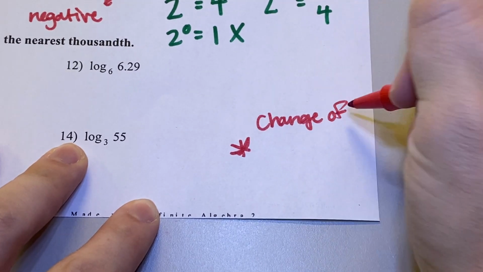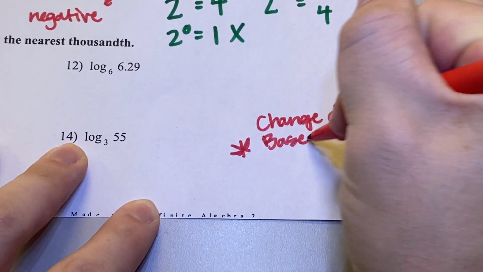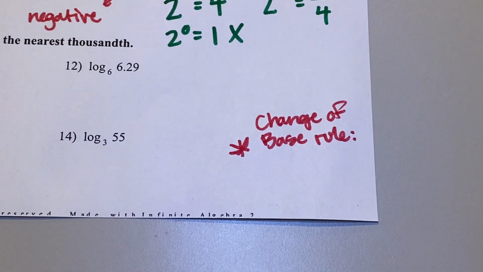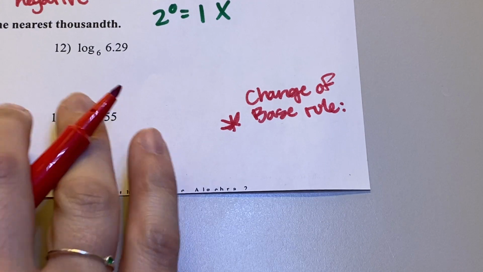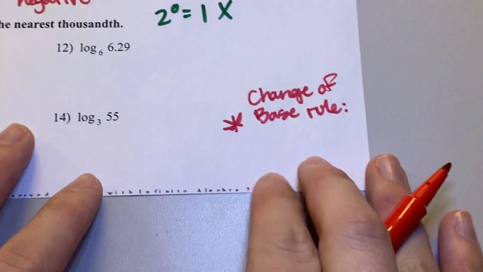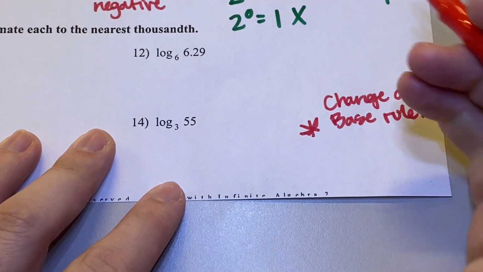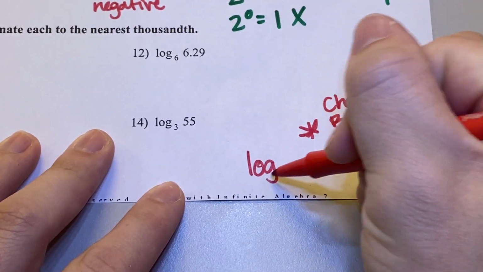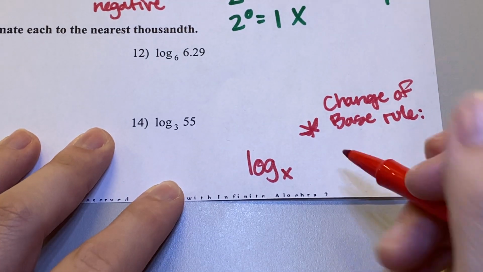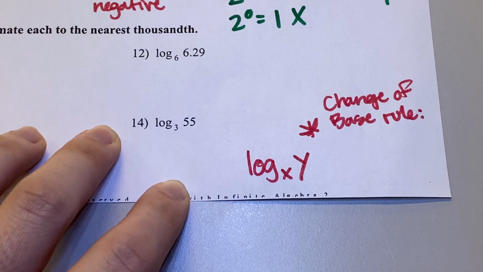This is what we call the change of base rule. The change of base rule. And here's how we're going to punch these into the calculator to give us the actual answer instead of guessing and checking. Okay? So let's say we have, for our purposes, we're just going to write x and y. Log, our base, we're going to call it x. The big number we're going to call y.